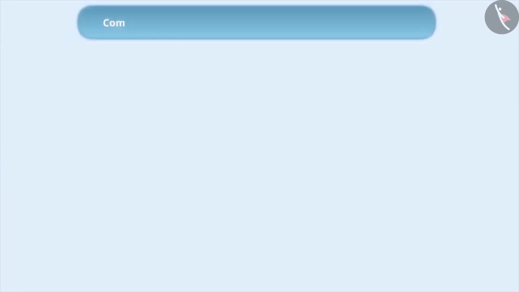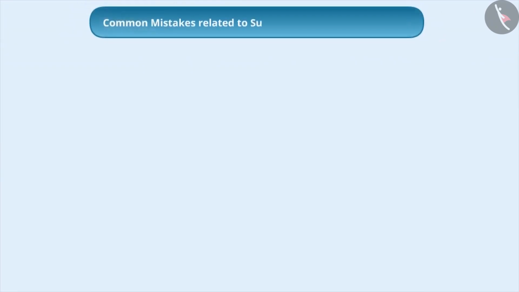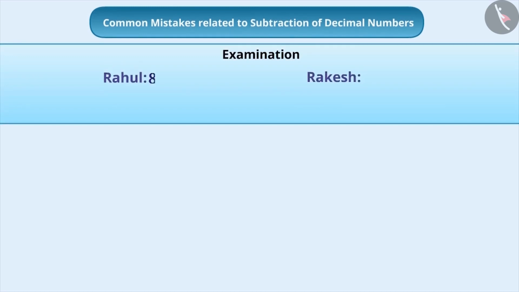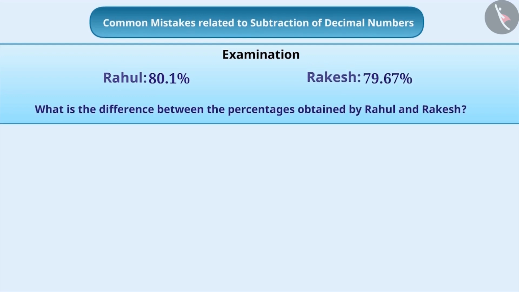Now let us see some common mistakes done by the students while performing subtraction of decimal numbers. Let us understand this with the help of an example. Rahul and Rakesh participated in an exam. Rahul got 80.1% of marks in the exam and Rakesh got 79.67%. What is the difference between the percentages they both obtained?